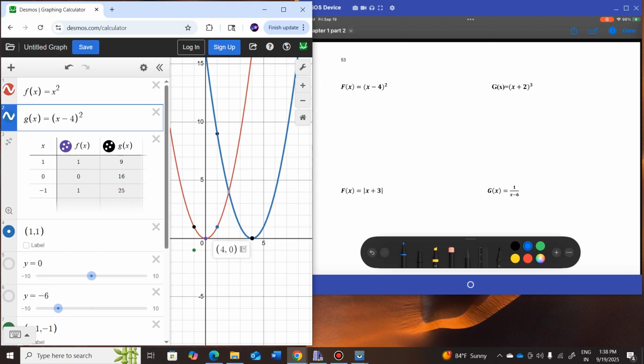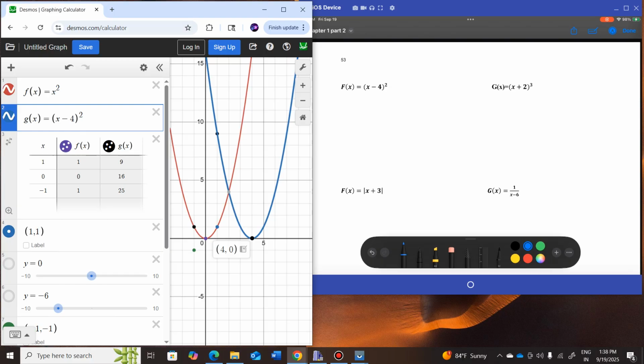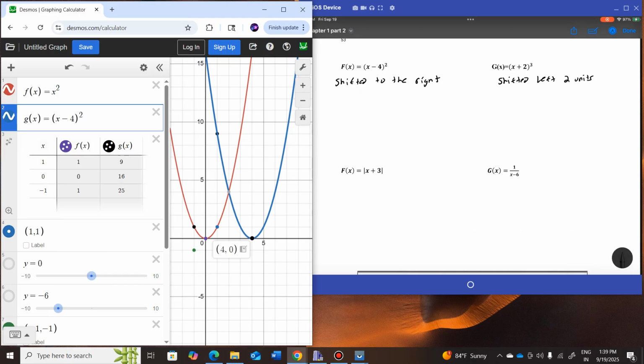So 0, 0 goes to 4, 0. Again, you can graph it on here, but this is shifted to the right. Okay, so what happens with the rest? If it's a cubic, adding 2 to it, it's going to be shifted left 2 units. If it's the absolute value graph, it's going to be shifted left 3 units.